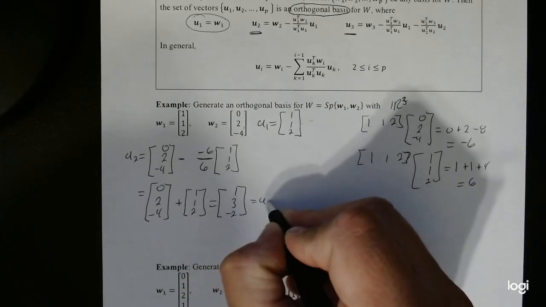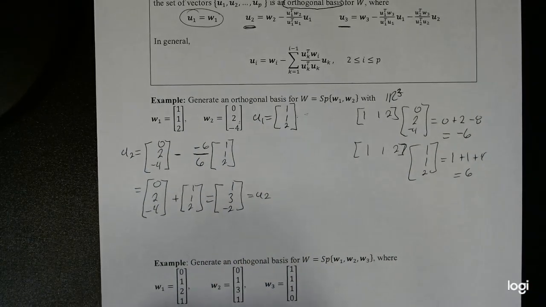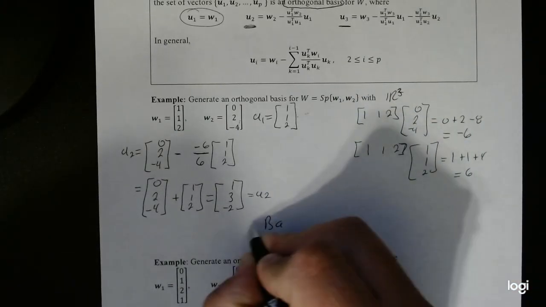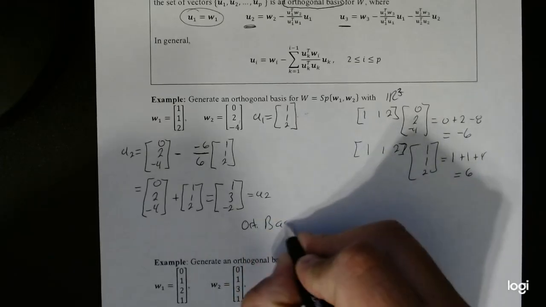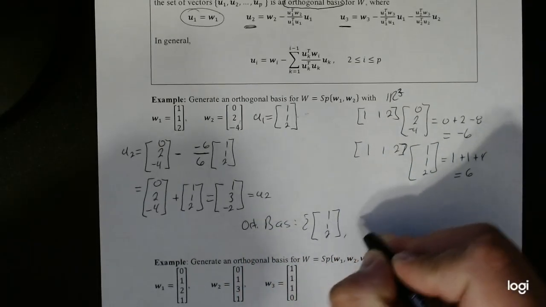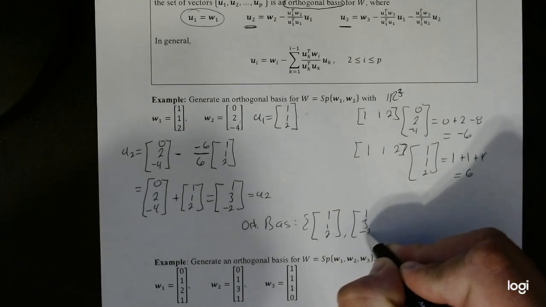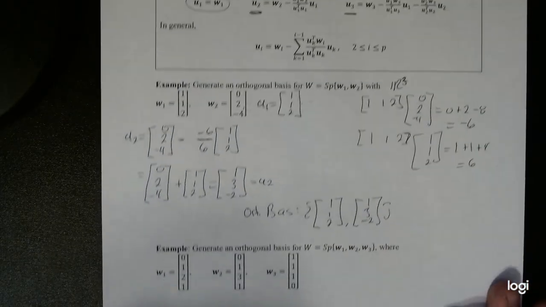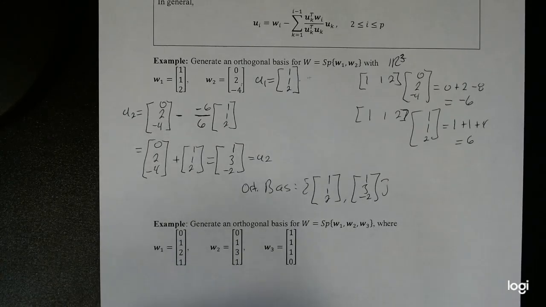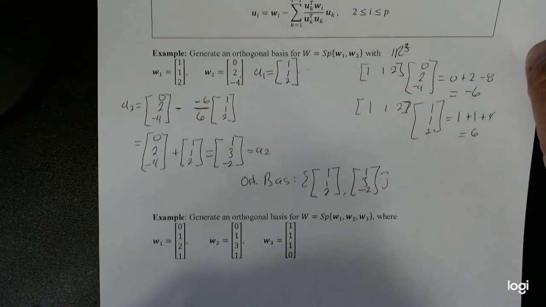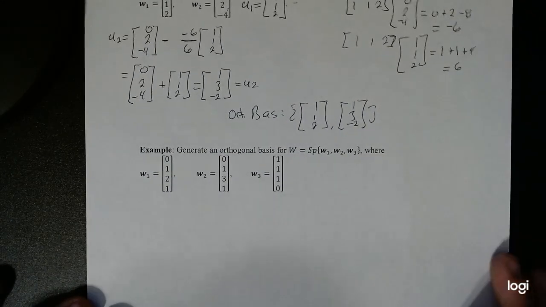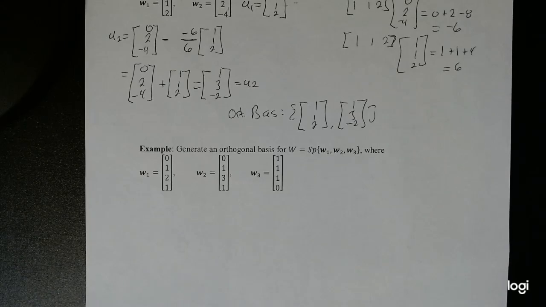So this is my U2. My orthogonal basis is the vectors 1, 1, 2, and 1, 3, negative 2. So let's go up one more vector and one more degree here. Now we're on R4 with 3 vectors.